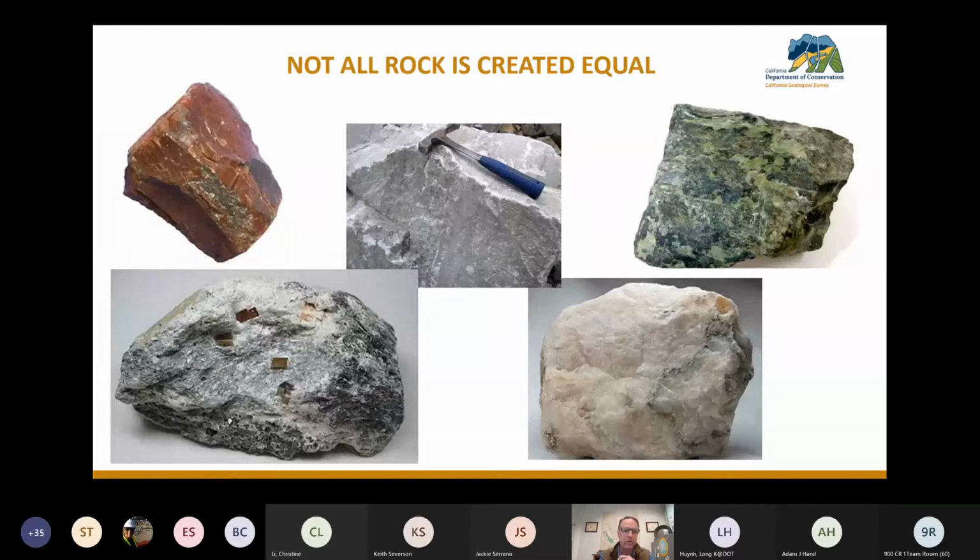The one in the upper right, that's the state rock, that's serpentinite. That's a nice quality aggregate. However, there's potential for it to have naturally occurring asbestos in it. So handling of it, processing of it becomes a problem. So you need to know these things.